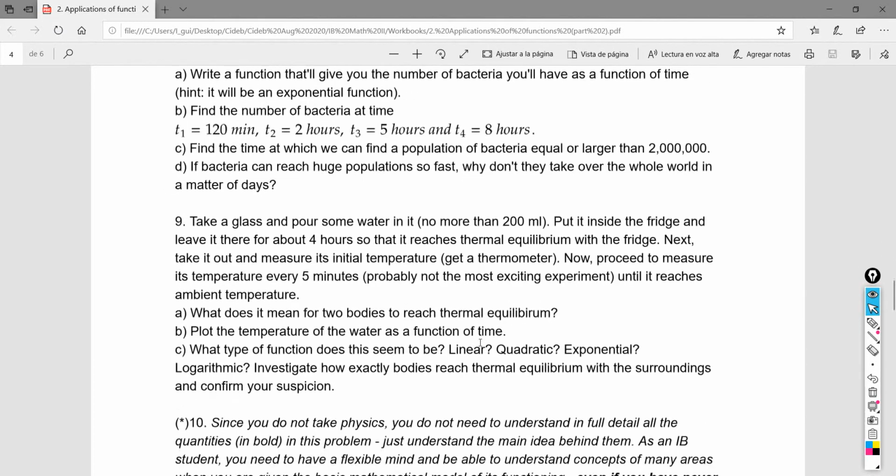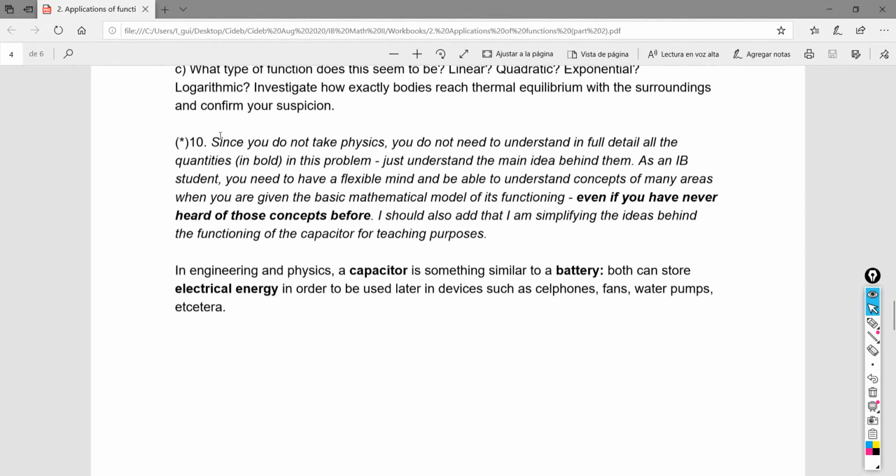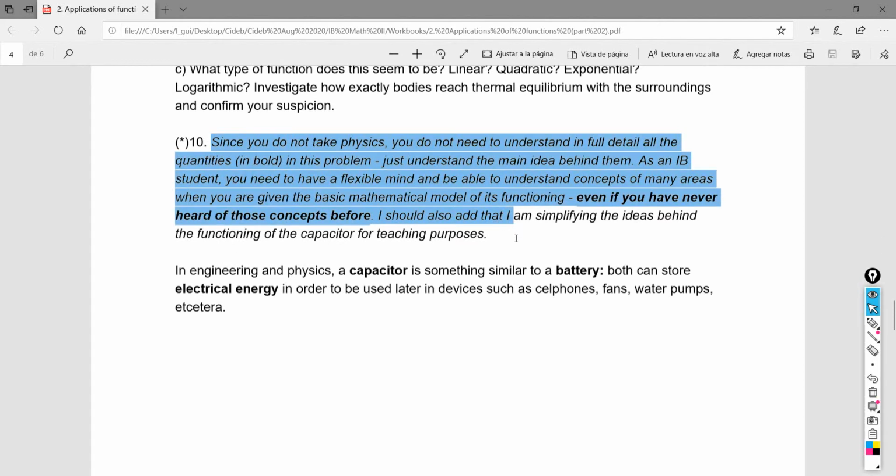Okay, guys, problem number 10. Please pay attention to this remark. I'm telling you, it's very important, okay? I know you don't take any physics at all, which I wish was different, but anyway, we may assume that you don't know any physics at all, okay?